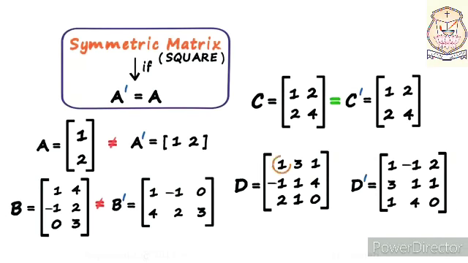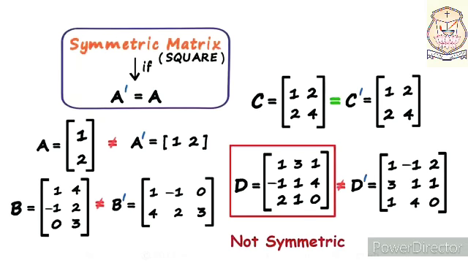Let's check. 1 is equal to 1. 3 is not equal to -1. For two matrices to be equal, all the corresponding elements must be equal. As 3 is not equal to -1, these two matrices are not equal. D is not a symmetric matrix and it is not equal to its transpose.